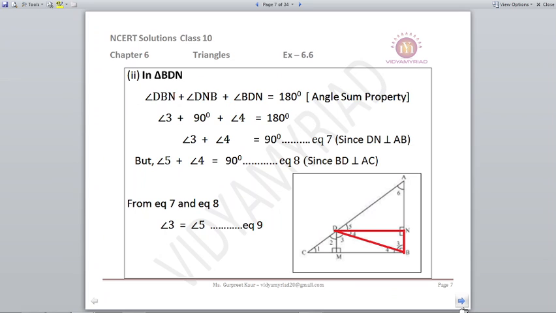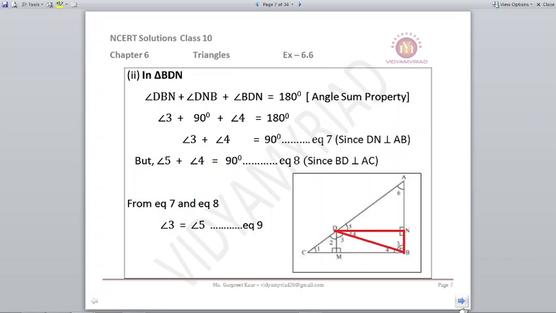Now, second part, we are going to prove it. Again, we are going to use a similar criteria like we have used for the first part. In the same way, we are going to apply it for the second part. Here we are going to take triangle BDN and triangle ADN. So using similar criteria, let us see what we get.